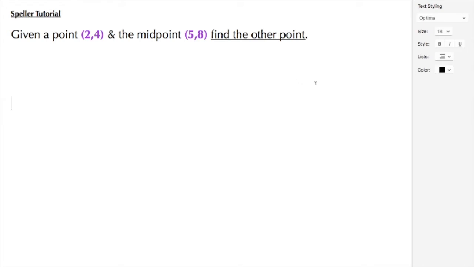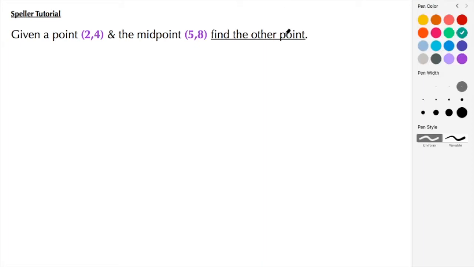Let's begin by just making a basic drawing so that we can have a visual. So here we have a line, and let's say this line has 3 points on it: a point A, the midpoint M, and then a point B. So A is going to be this point here at (2, 4). The midpoint is going to be here at (5, 8). And point B we don't know, so let's just call that (x sub 2, y sub 2).